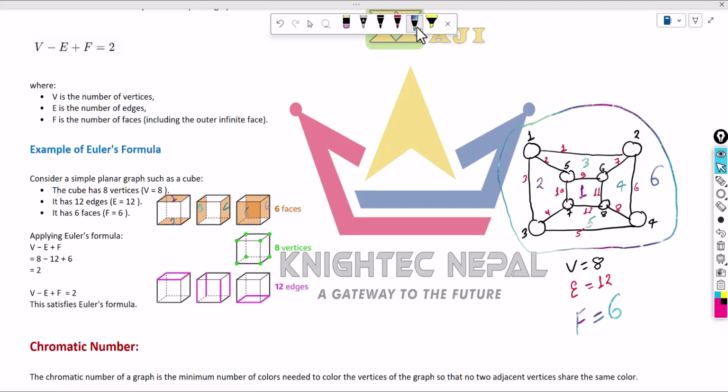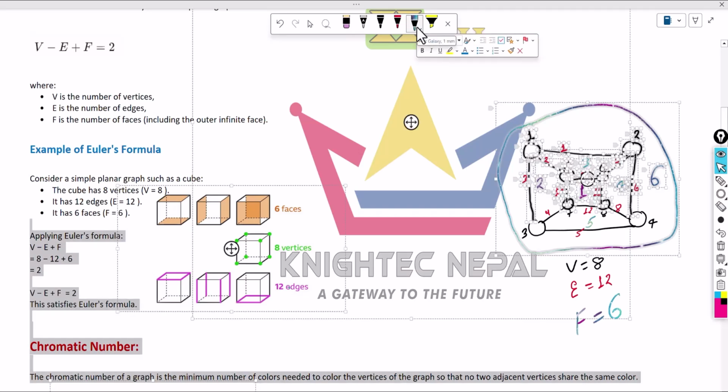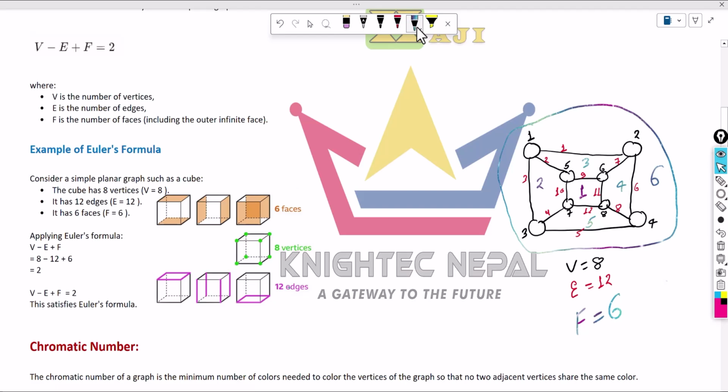So how many vertices are there? 1, 2, 3, 4, 5, 6, 7, 8. There are 8 vertices. And how many edges are there? So there are 4, there are 4, and there are 4. So 3 fours are 12. So we have 12 edges, right?